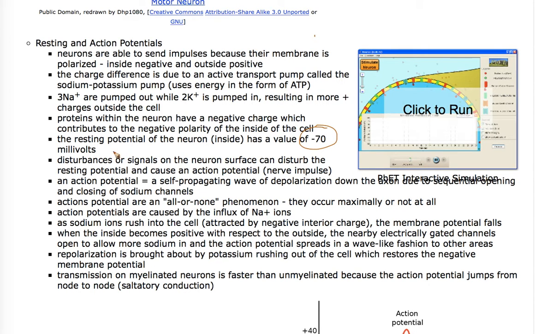It turns out that disturbances on the neuron surface can disrupt the resting potential and cause what is called an action potential, which is a nerve impulse. What an action potential is, it's a self-propagating wave of depolarization that moves down the axon due to the sequential opening and closing of sodium channels.